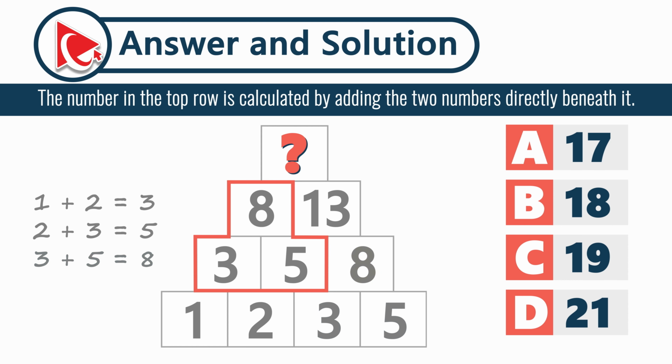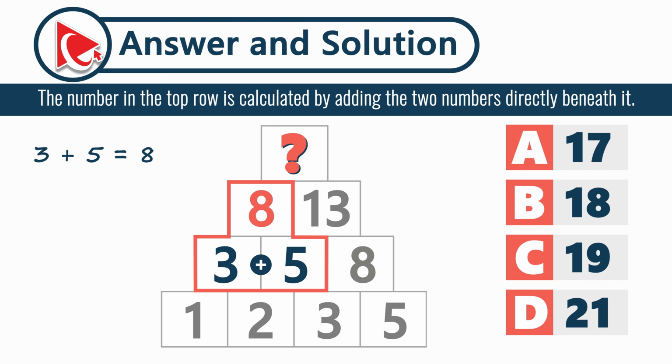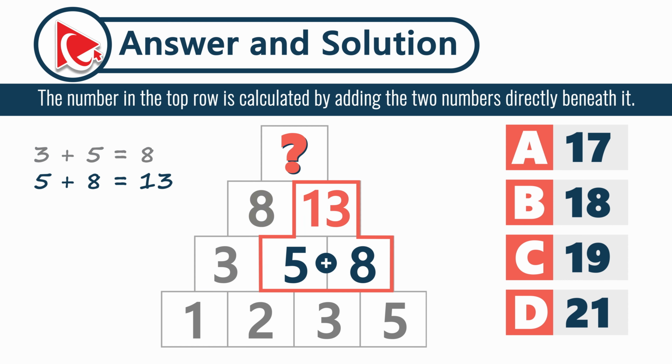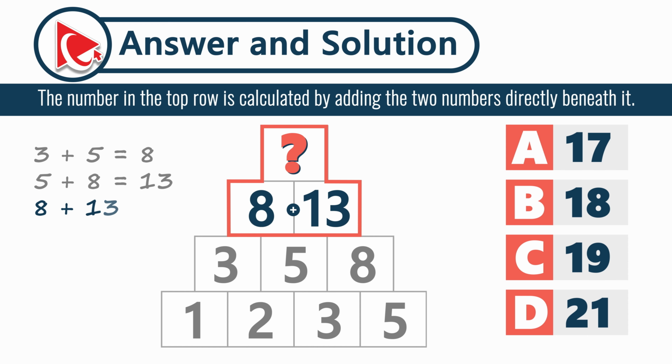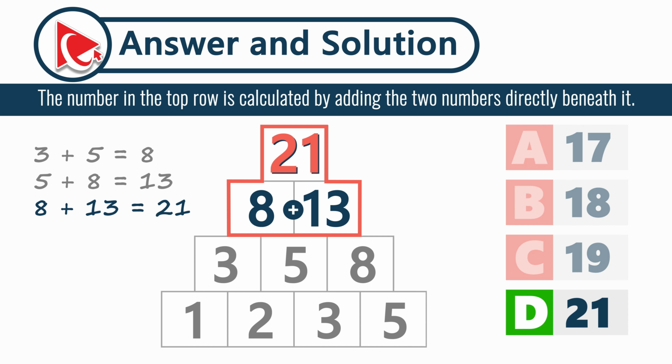Let's add the 3rd row so you can see clearly. 3 plus 5 equals 8. And 5 plus 8 equals 13. And you know what time it is, right? It's the magic time to calculate the missing number. 8 plus 13 equals 21. And the correct answer here is choice D, 21.